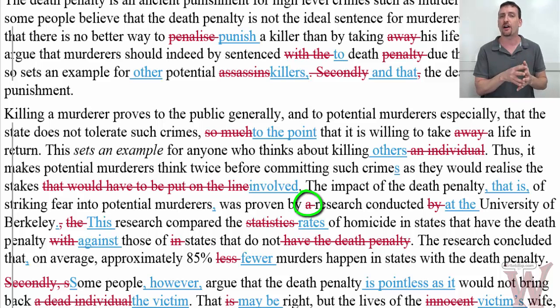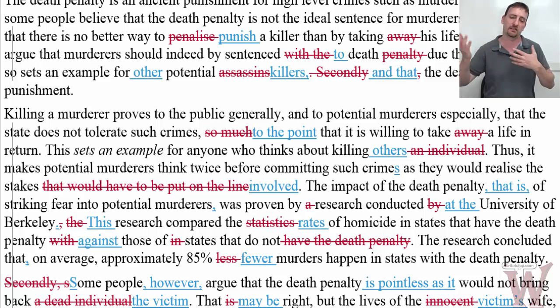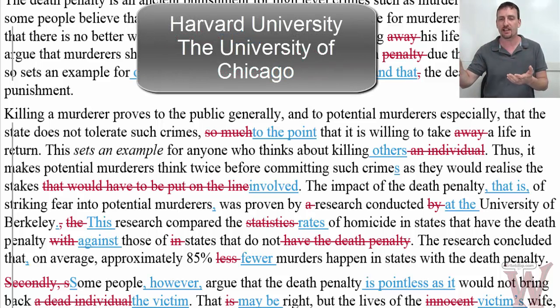Research is a non-countable noun. It doesn't need the "a." Now, if you want to say "a study," or "proven by researchers who conducted studies," etc. "By the university." The university is just an idea. It's a place. The university cannot conduct research. It was conducted at the University of Berkeley by researchers. Again, the University of Berkeley, Harvard University. If you have the name first and the university second, no article. If you have "university" first and the name second, "the university." And then I put a period.